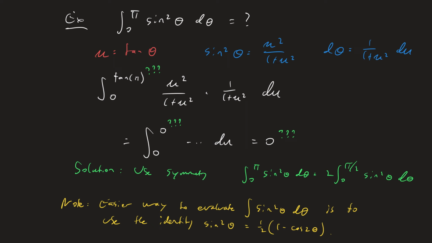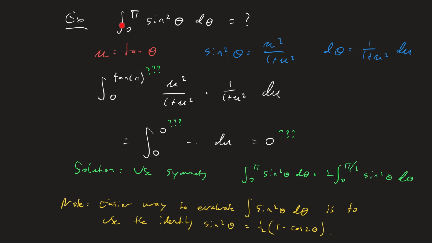Well, in general, we use symmetry. For example, we know that sine squared theta is going to look the same in the first quadrant as it does in the second quadrant. So therefore the integral from 0 to pi of sine squared theta d theta is just 2 times the integral from 0 to pi on 2 of sine squared theta d theta. And in this region here, we can apply the appropriate parametrization.